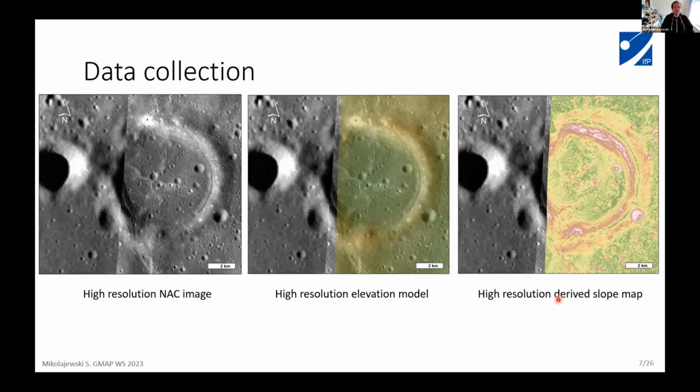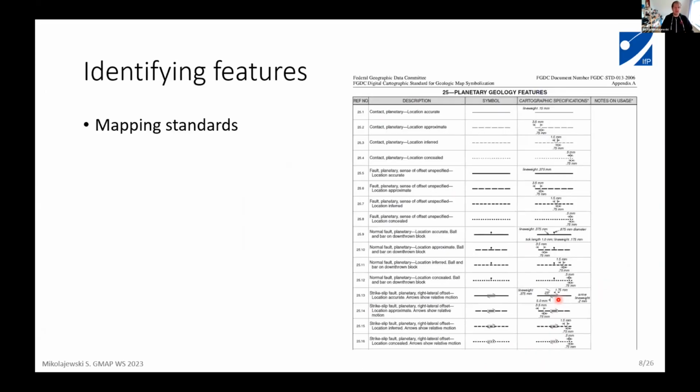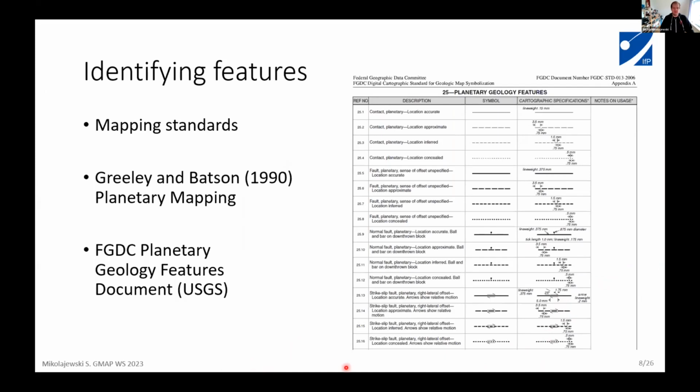When it comes to identifying features, there are several mapping standards, like the paper from Greeley and Batson about planetary mapping, and also the document from the USGS shown here on the right-hand side, the FGDC Planetary Geologic Features document, where for any given feature you found on a planetary surface, you have the appropriate symbol. For example, as mentioned before, for drawing an accurate contact you have this solid line, and for an approximate contact you have this dashed line.